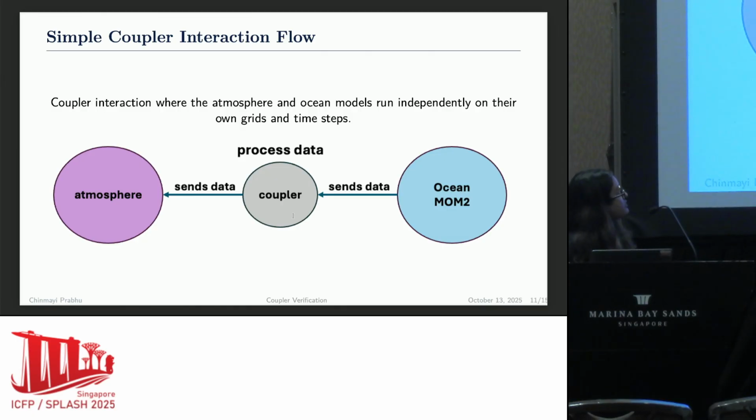Before I proceed to what we actually do, I'll take a simple example, and I'll show how we try to solve this problem. So this is a simple coupler interaction flow between ocean and atmosphere through the coupler. And the atmosphere and ocean models run independently on their own grid and their own time steps, but the ocean sends the data to the coupler, the coupler does the processing for you, and it sends the data to the atmosphere. The processing meaning interpolation or time synchronization or other generic tasks that we saw so far.